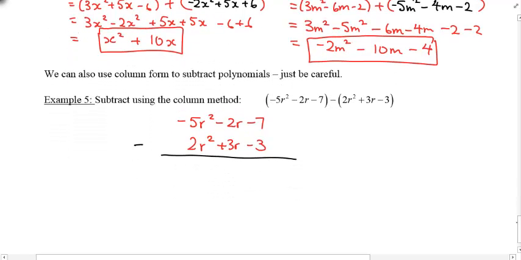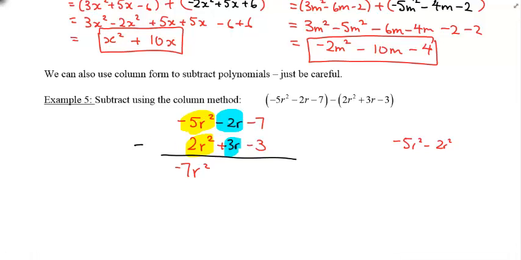Okay? This time I'm actually going to subtract left to right. Once again, it doesn't matter, but I'm going to do it left to right. Make sure you keep the columns aligned. So the first thing I want you to do is this part here. So negative 5r squared minus 2r squared. So here's what I said. I said minus 5r squared minus 2r squared. Negative 5 take away 2 is negative 7. So negative 7r squared.